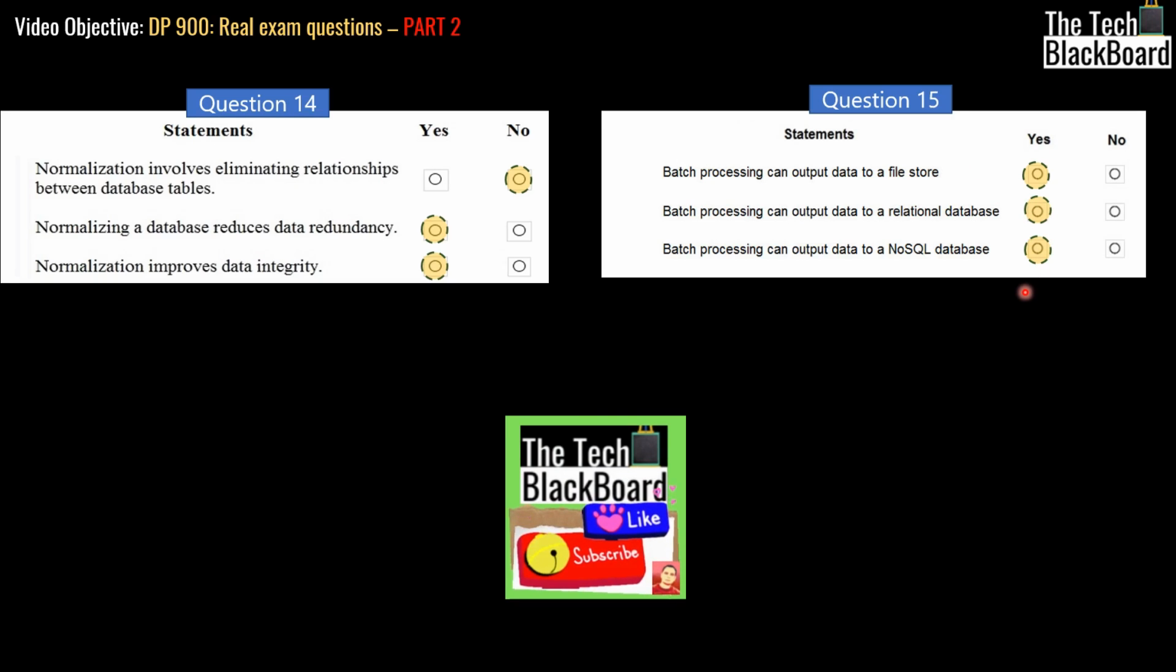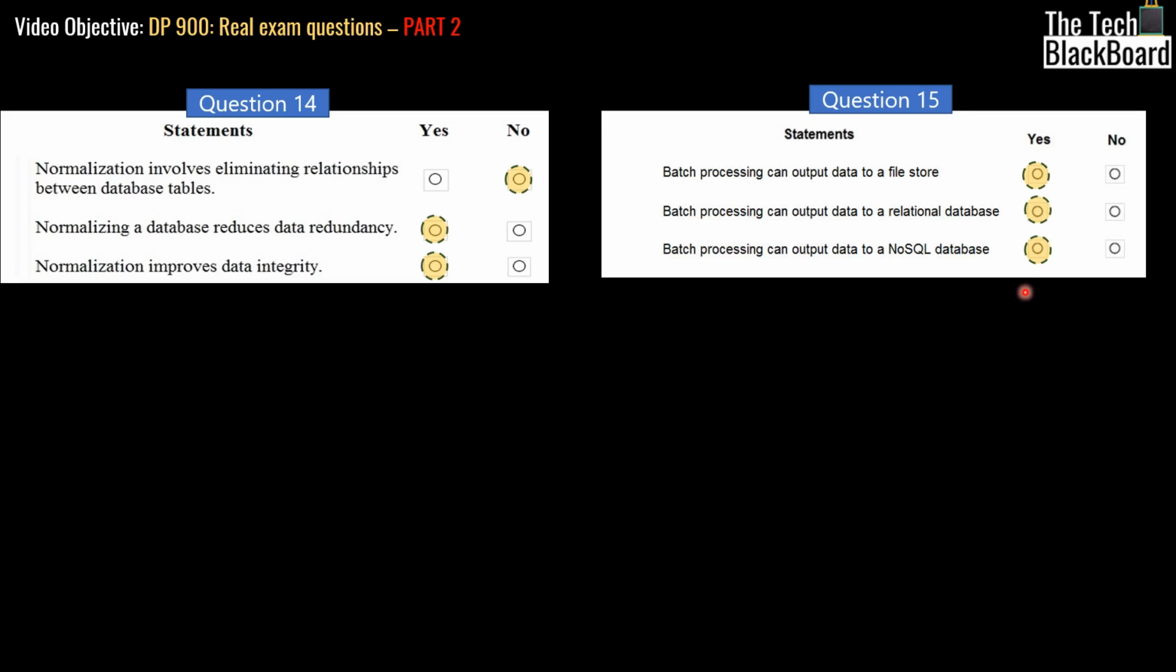Okay, do not confuse batch processing with big data processing. You might see on many sites that some of these options are given as a no, which is wrong because they are confusing batch processing with big data processing. So there is a difference between batch processing and big data processing, right?